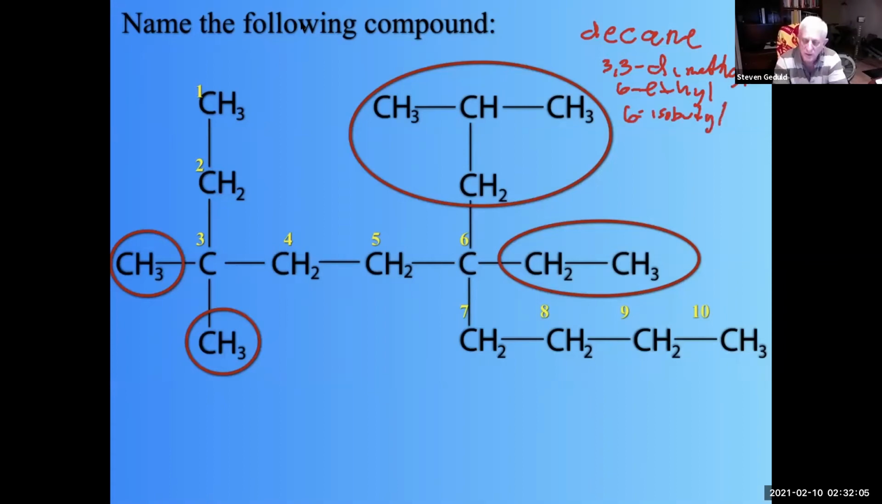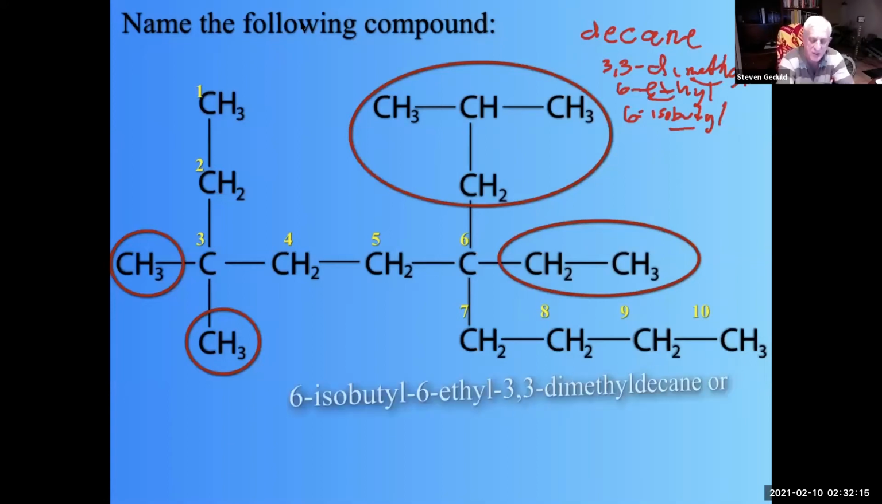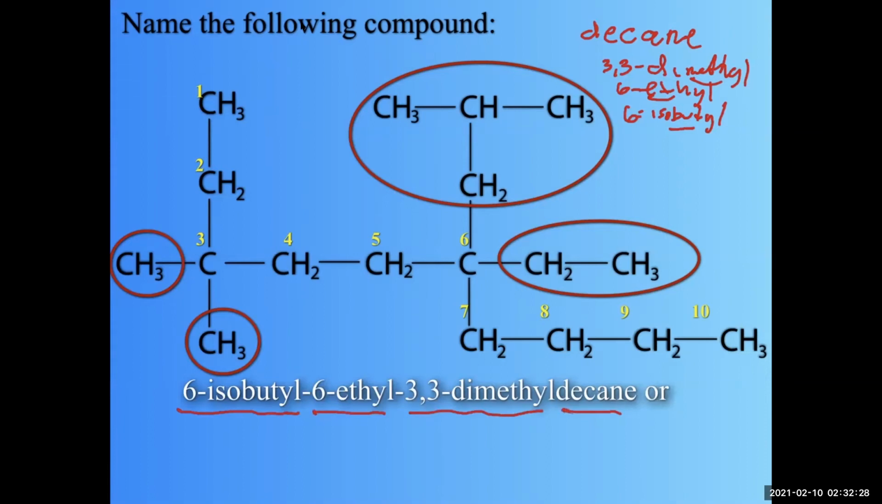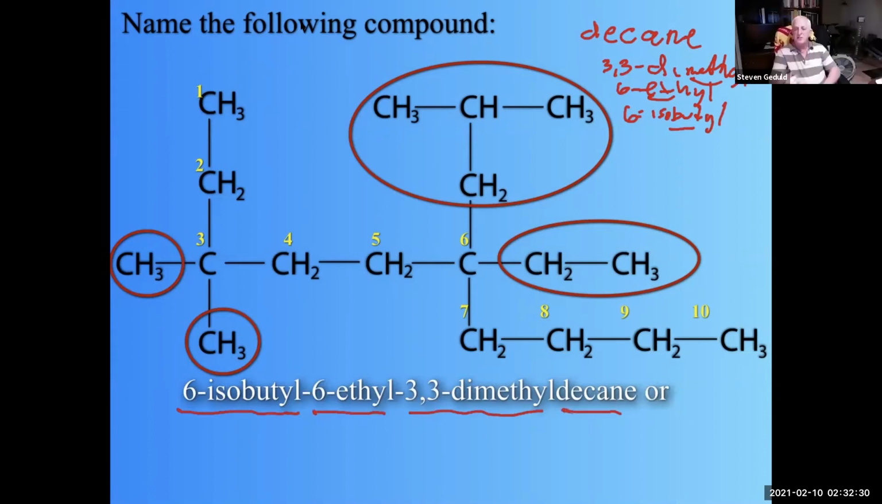That's it. Then we put it together. We have a B for butyl, we have an E, we have an M. So we have the alphabetical order. We put that together. Comes out to 6-isobutyl, 6-ethyl, 3,3-dimethyl decane. We just place them all in alphabetical order and put what we've established.